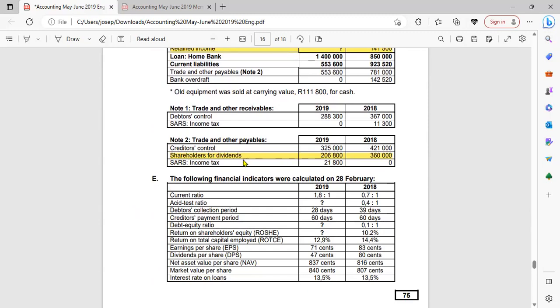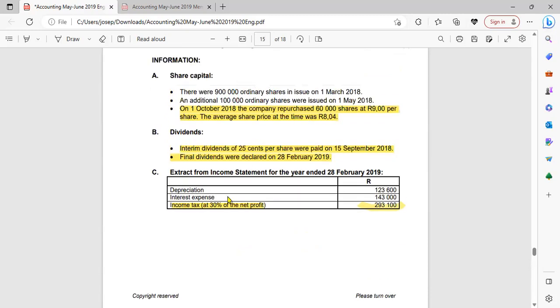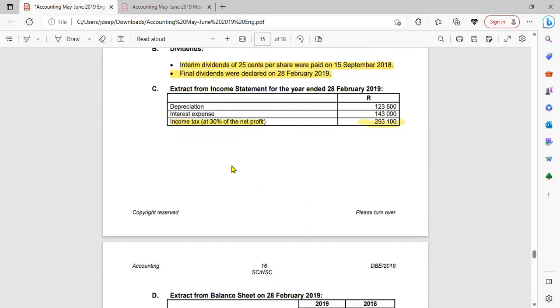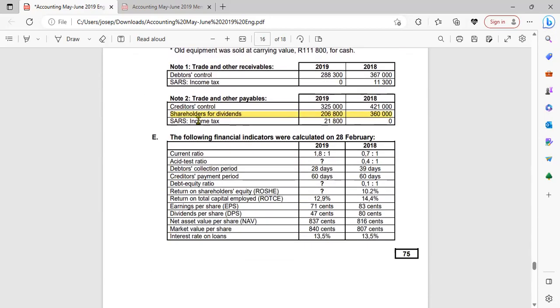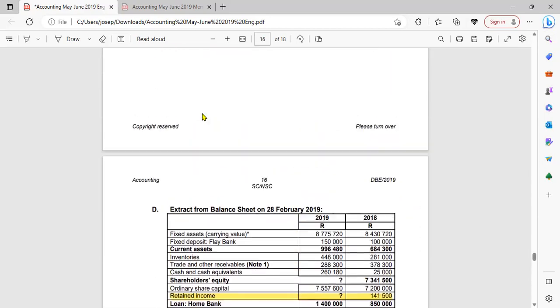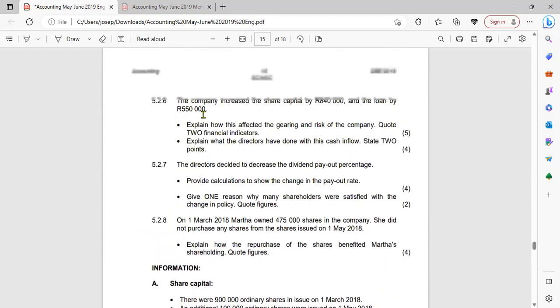Then I highlighted shareholders for dividends, because remember, guys, from information B, they told us that final dividends were declared on 28 February 2019. So like I told you, shareholders for dividends is your final dividends, meaning we're just going to take this one of 206,800. Okay, so now that I have discussed the information with you, I am going to start from the bottom.